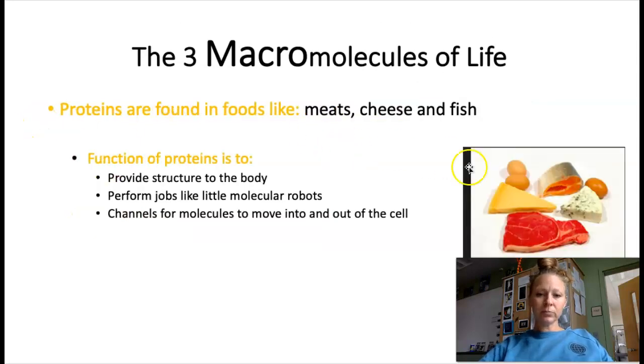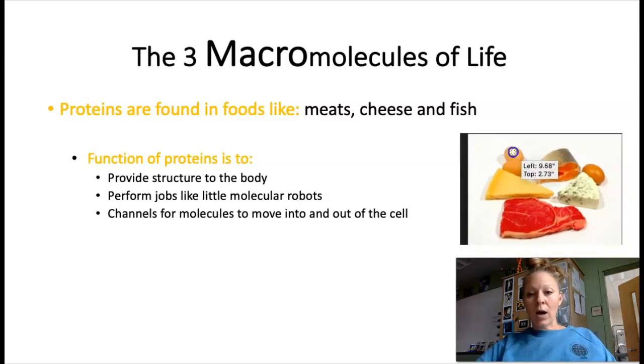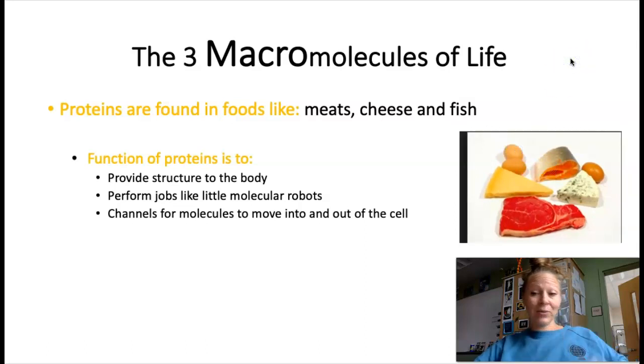Here, proteins are found in foods like meats, cheese, and fish. So it is found in meat, essentially, but it's found in lots of food, but primarily we're going to talk about meat. And this is because if you look at how you are composed, you are made a majority of protein. You are composed of lots and lots of protein. So if you eat steak, well, a cow is also made up of a lot of protein. And so therefore, when you eat steak or when you eat cow, you're getting lots of protein.